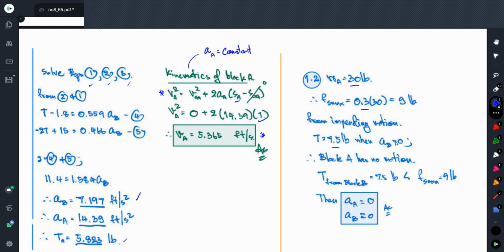So it means that the tension in the cable is only 7.5 pounds now, and it is less than the maximum static friction between block A and the floor, which is equal to 9 pounds. So for this system, if we change block A to 30 pounds, it has no motion. If it has no motion, it means that the accelerations of block A and block B are equal to 0. Let's complete this problem.